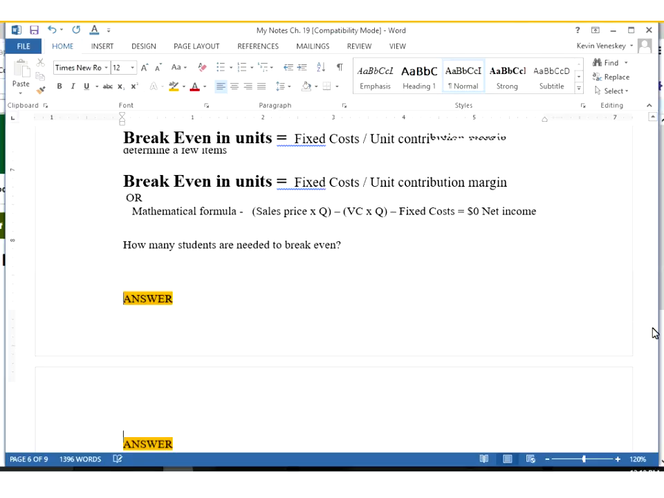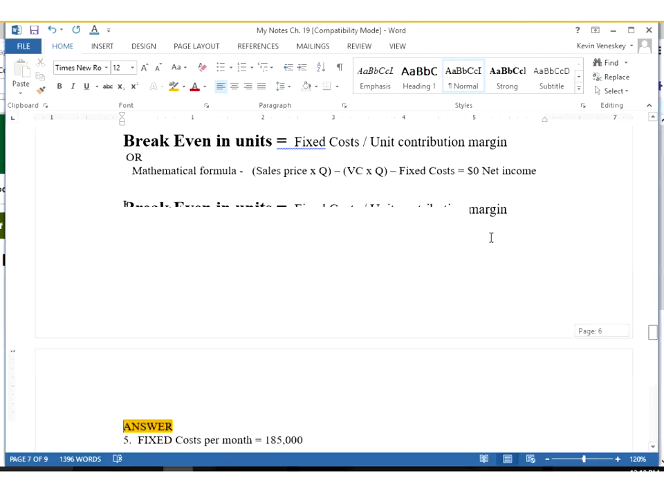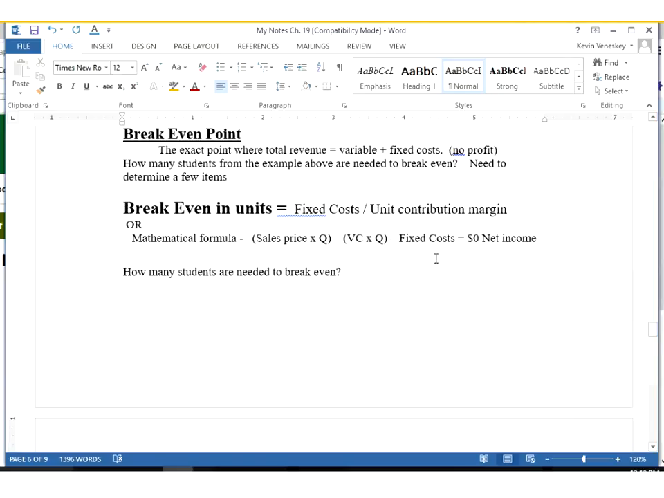All right, if you want to pause, go ahead and pause for a second and try to do this little formula based on what we just did. Use this formula based on the information we just used.